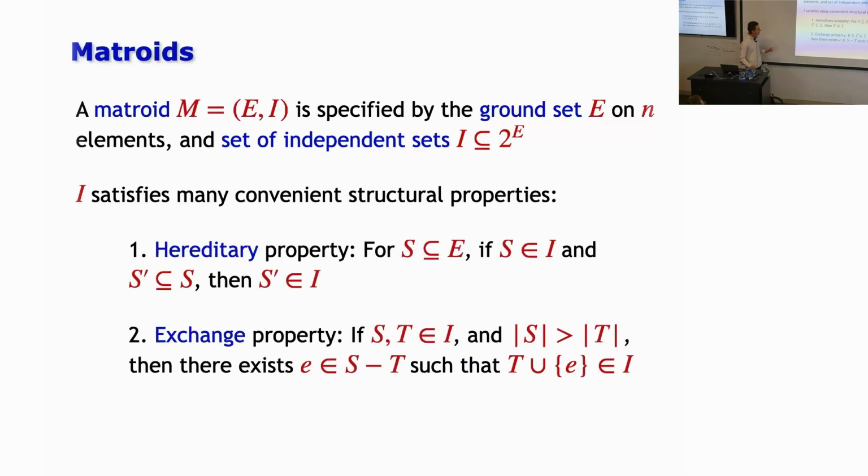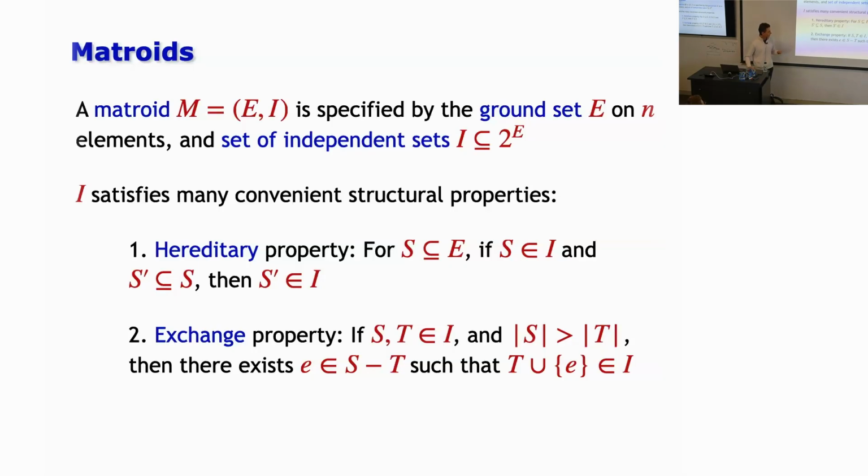In particular, the set I satisfies the hereditary property, which says that if you have some set S, which is a subset of your ground set, and S is in your set I, then for any subset S prime contained in S, S prime is also an element of I. What this means is that your set of independent sets I is downward closed.